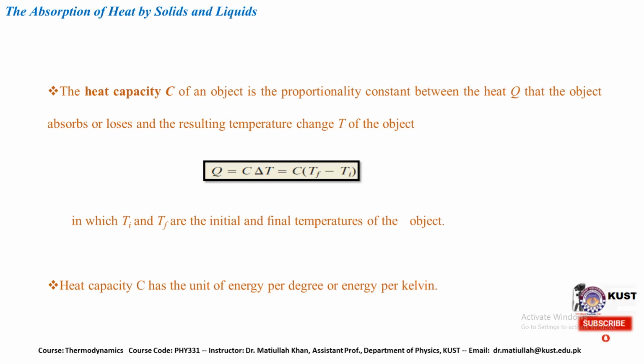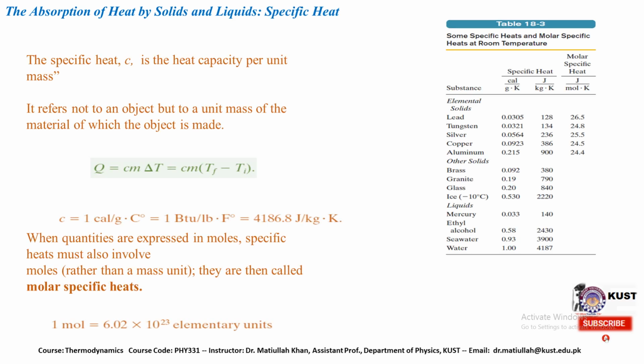The heat capacity of an object is the proportionality constant between the heat that the object absorbs or loses and the resulting temperature change of that object. In that equation, Q is equal to C del T. We can also write the equation as Q is equal to C into Tf minus Ti, where Tf and Ti are the final and initial temperatures. So heat capacity has the unit of energy per degree or energy per Kelvin.